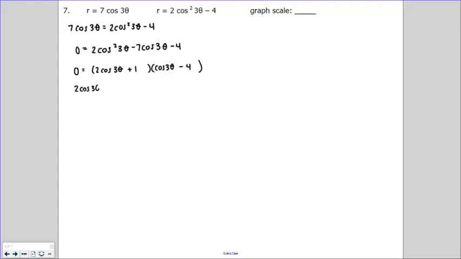So 2 cosine 3 theta plus 1 is equal to 0, or cosine 3 theta minus 4 is equal to 0. So the cosine of 3 theta is equal to -1/2, or the cosine of 3 theta is equal to 4. Now, something really nice. This second factor, the cosine of 3 theta will never equal 4. Remember that the maximum and the minimum here is what the amplitude is. It's just 1. So we would take the inverse cosine of 4, and you can't do that. You get an error in your calculator, so we don't even worry about that one. We can just cross that out.